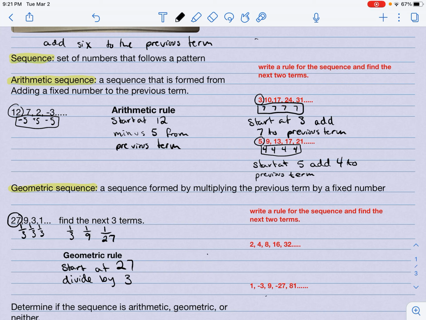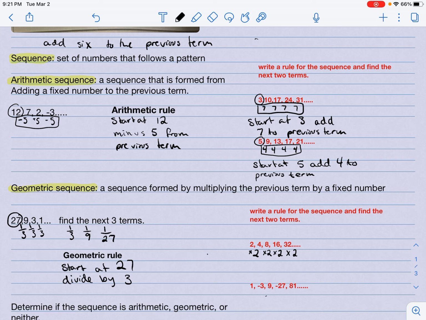Now same thing here. Write a rule for the sequence and find the next two terms. Okay, so once again, let's see, is there something you can times 2 by to get 4 that you continue to do? So 2 times 2 is 4. Okay. And then 4 times 2 is 8. 8 times 2 is 16. And 16 times 2 is 32.